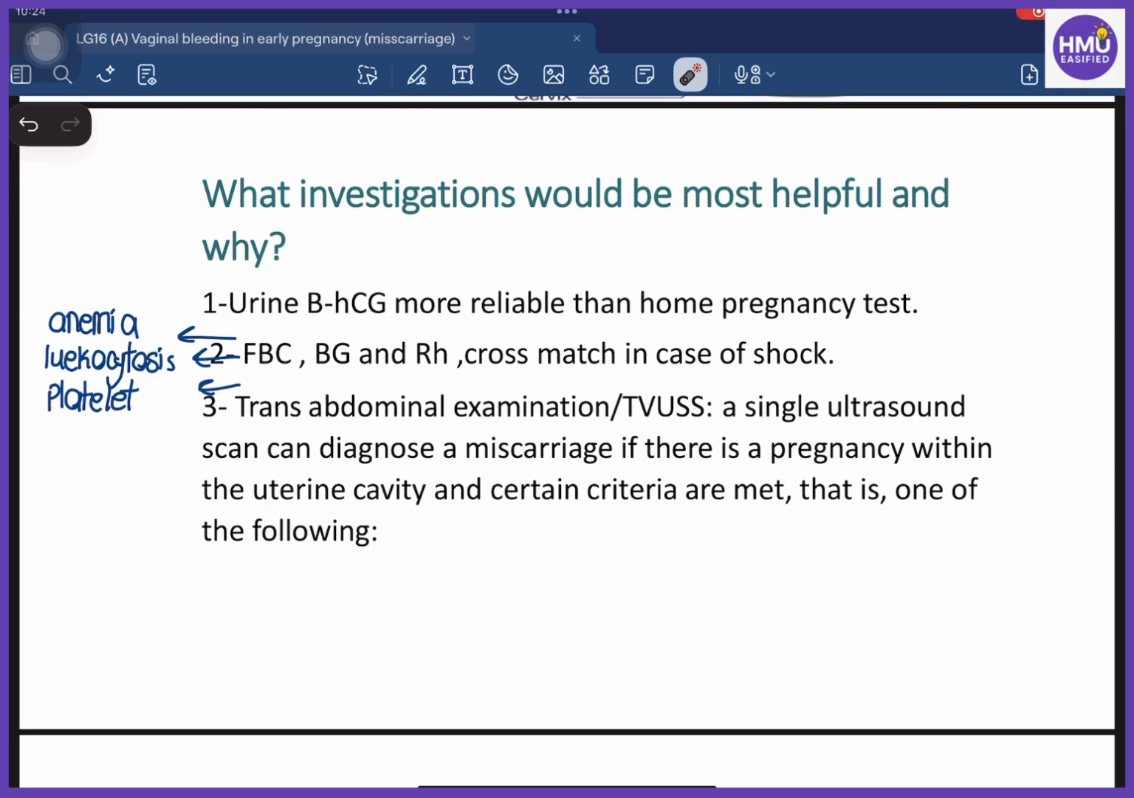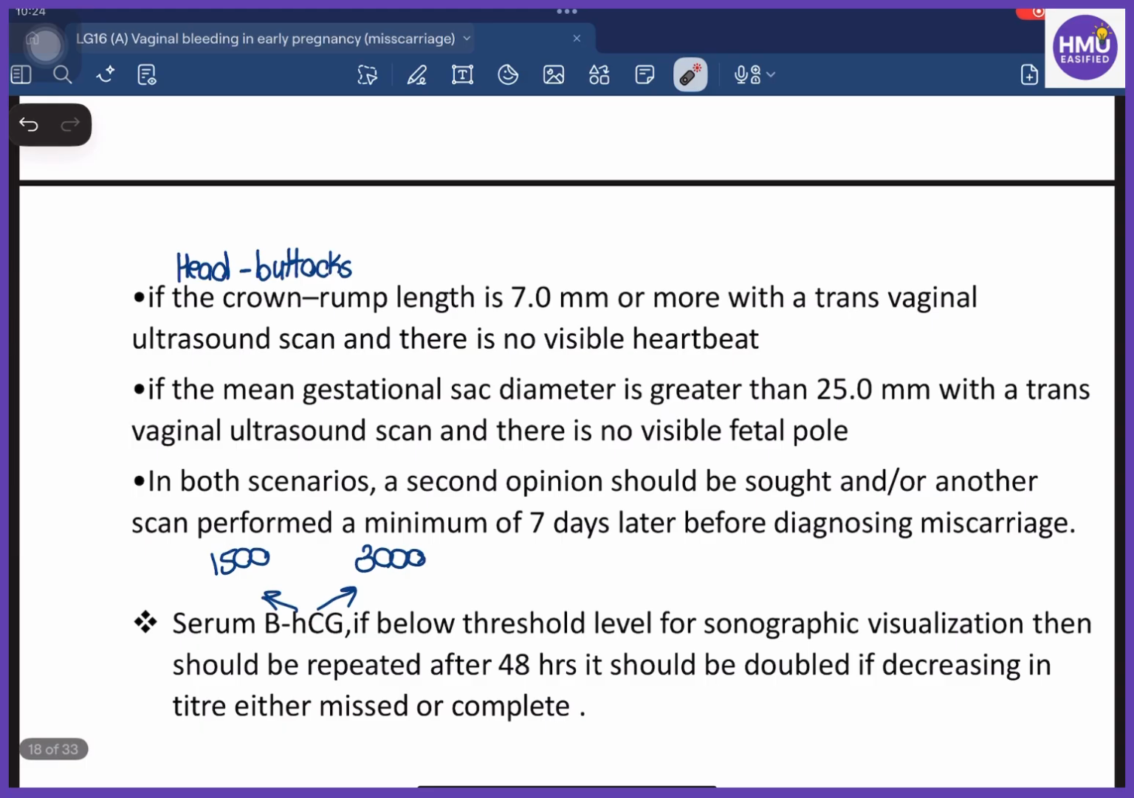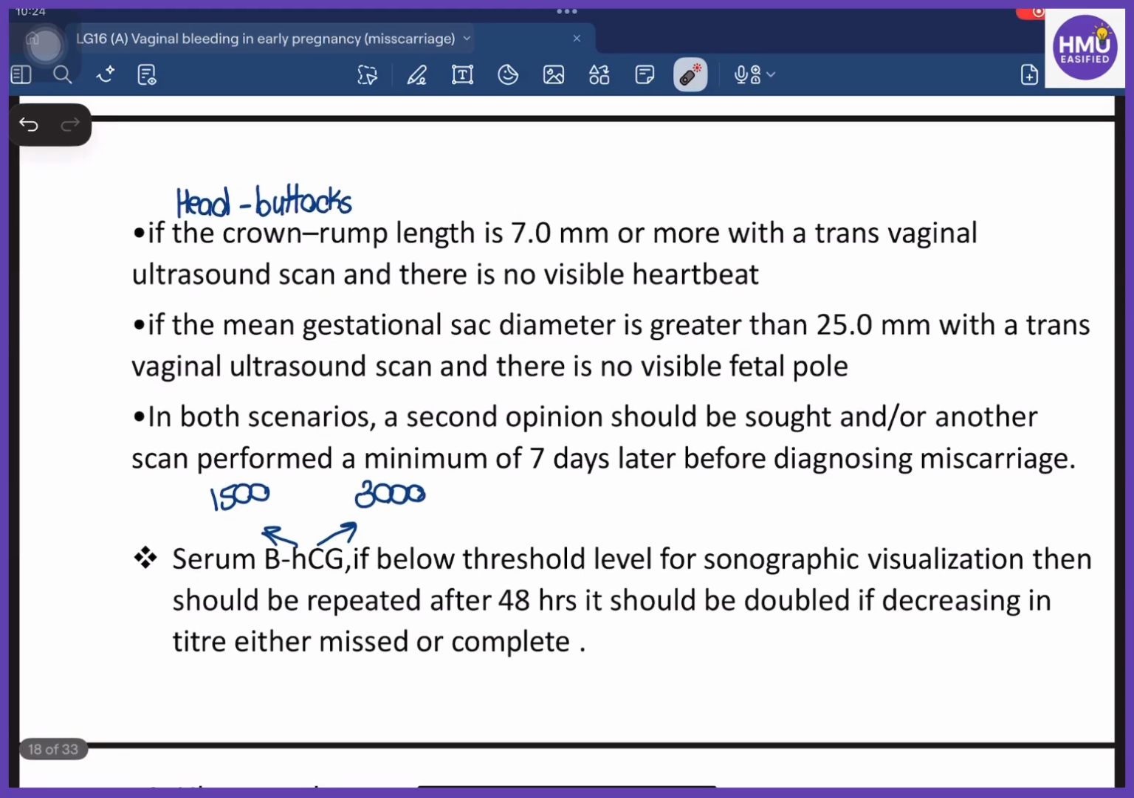Transabdominal ultrasound or transvaginal ultrasound: a single ultrasound can diagnose a miscarriage if there is a pregnancy within the uterine cavity. There are certain criteria that are met on ultrasound to show she has undergone a miscarriage. What are the criteria? I'll try to make it easy.